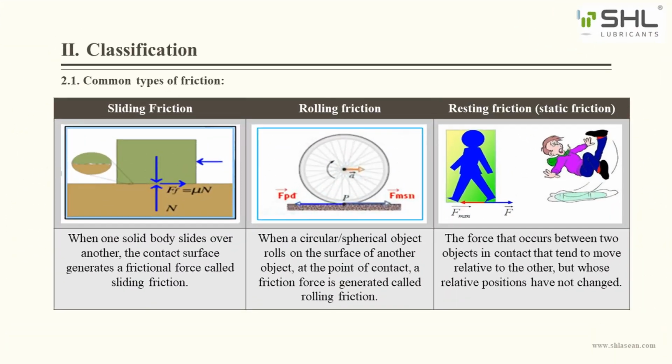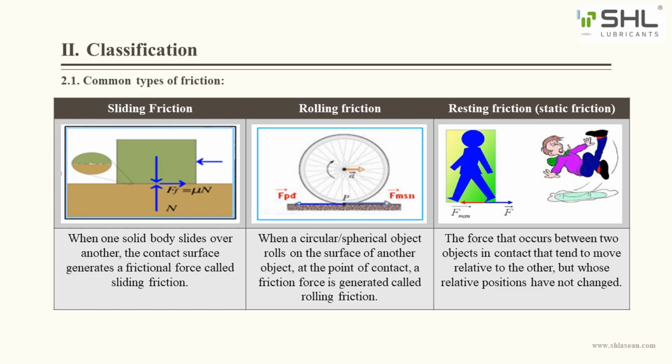Next is the classification. We come to part 2.1, the common types of friction. There are three common types of friction: sliding friction, rolling friction, and resting friction, also known as static friction. The first is sliding friction. When one solid body slides over another, the contact surface generates a frictional force, which is called sliding friction.